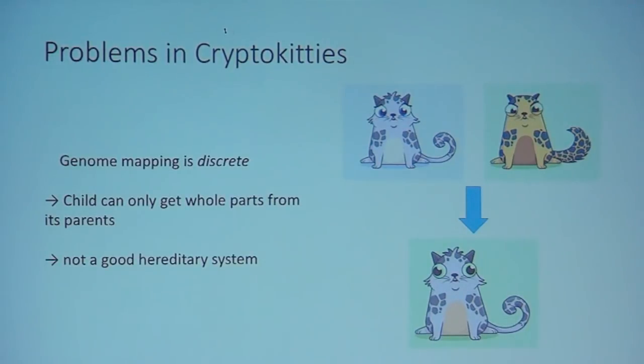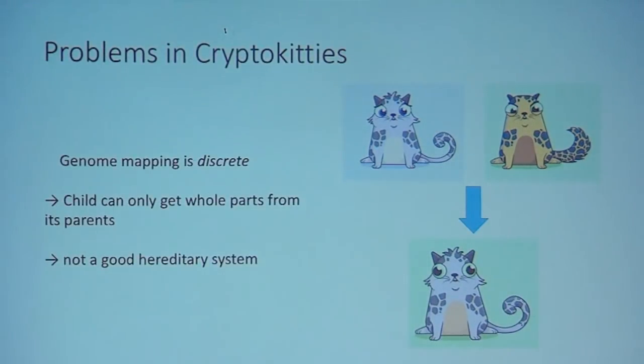Sure, you can breed a new kitty from existing two, but as you can see on the right, the child kitty can only get discrete, predefined parts from its parents. For example, check out the fur texture from the left kitties and the eye colors from the right kitty.